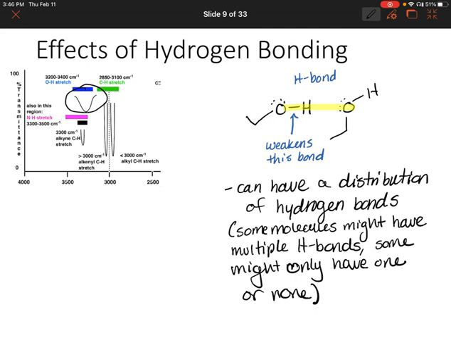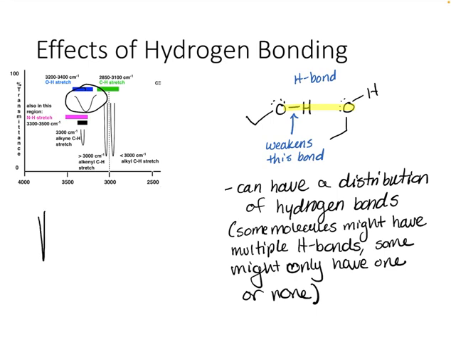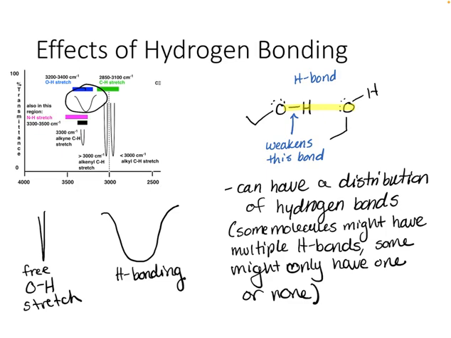So if you have a really skinny OH peak, that is going to indicate that you don't have a lot of hydrogen bonding occurring, and we call this a free OH stretch. But if you have a really broad peak, that will tell you that you have a lot of hydrogen bonding. So that can also help you narrow down what type of molecule you have.